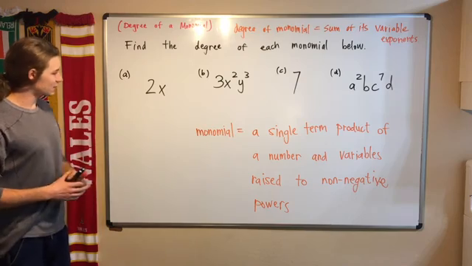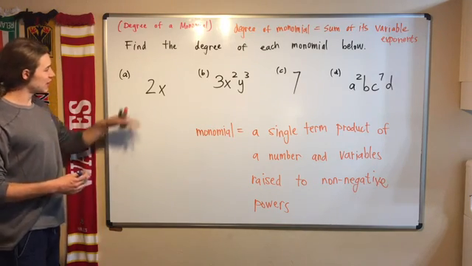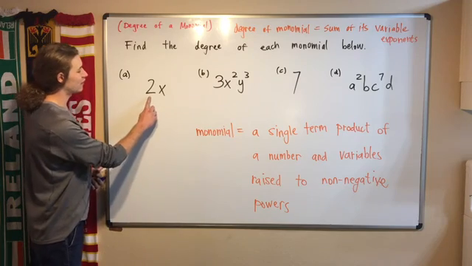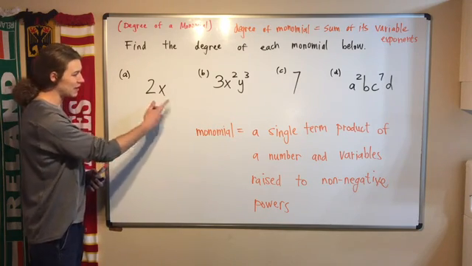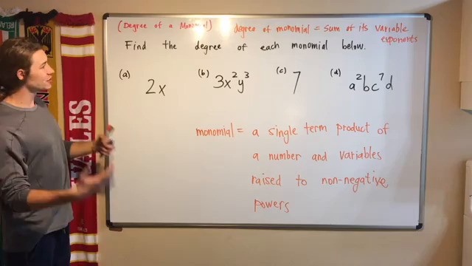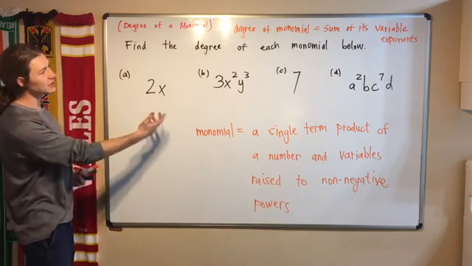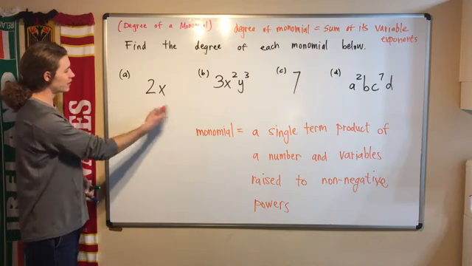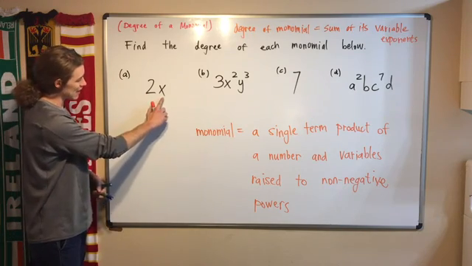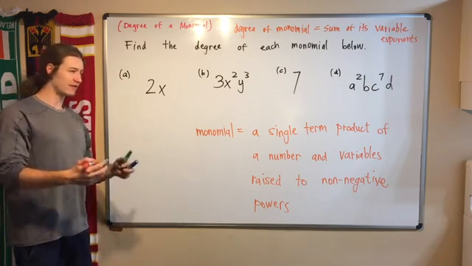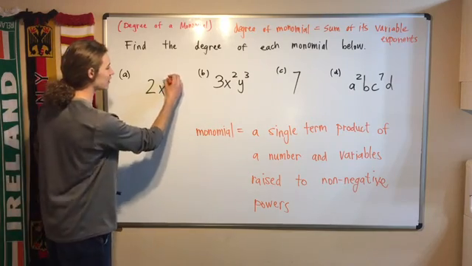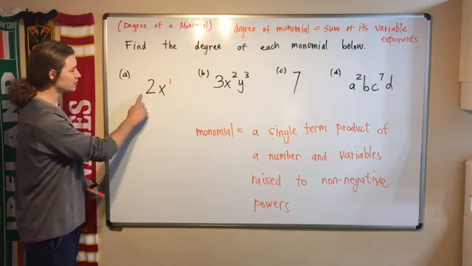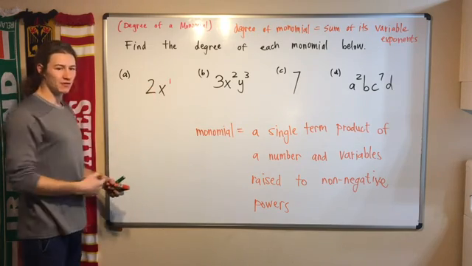So let's look at this first problem here. 2x. Again, 2x is a monomial. It's a single term product made up of the factors 2 and x. So we need to find the degree of this monomial. To find the degree, we need to find the sum of its variable exponents. So I look at this, and what variables do I see here? The only variable I see is x. And what is the power of x? Well, the power of x here is 1. We know that any number to the 1 power is itself. So 2x is the same as 2x to the 1 power.